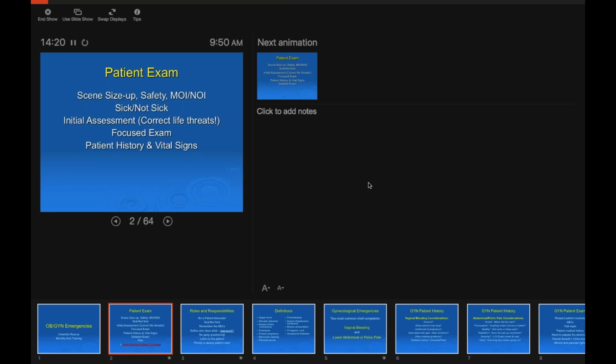What about vital signs? What do you expect to see? Normal vital signs for mom, maybe an increased heart rate. All right, can you check fetal heart rate?